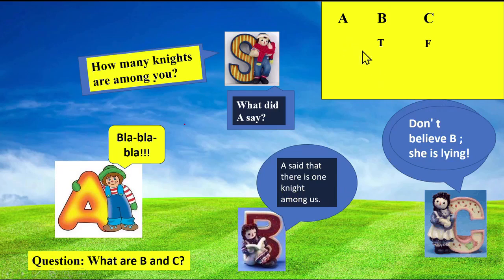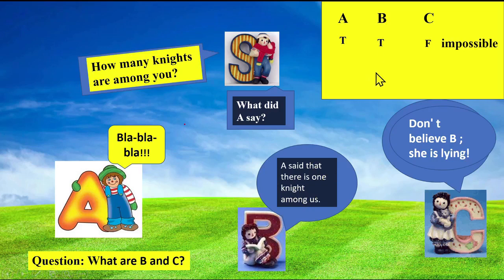Let's assume that A is knight, so this statement is correct. But in this case, it is in contradiction with what is given because we have here two knights, and this statement says that there is only one knight. So this solution is impossible.